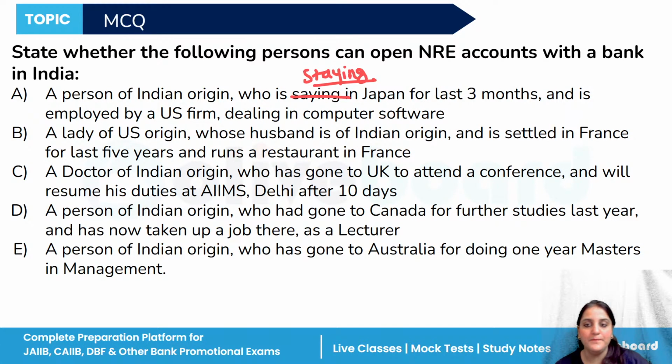Then second one, a lady of US origin whose husband is of Indian origin and is settled in France for the last 5 years and runs a restaurant in France. This lady, we can say, can open an NRI account as long as she qualifies as a spouse of an Indian citizen and is not residing abroad. And the other three can't open because they have gone out of India just because of some work or to attend a conference, so they do not become NRIs. So here basically option B is correct.